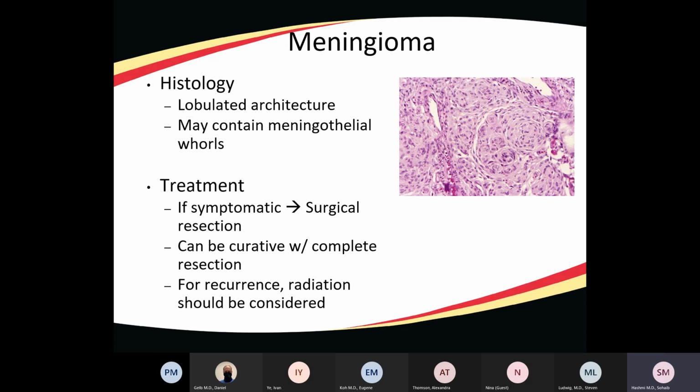If symptomatic, surgical resection is the largely curative treatment for meningiomas. And if there is recurrence, then we do consider radiation for these types of tumors. However, if they're asymptomatic without any significant mass effect, these can be watched, as some of these can be pretty slow growing.